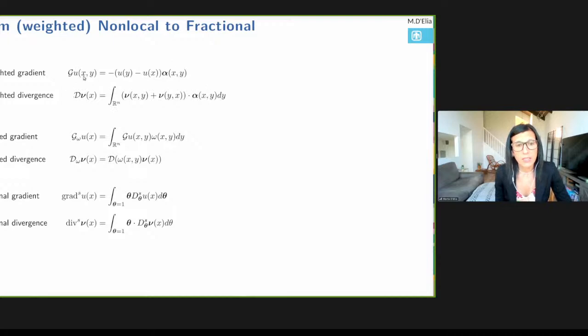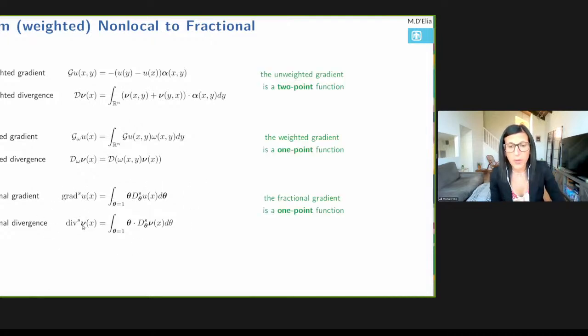In the weighted case, we introduce a symmetric weight function, little omega, and this is the definition of a weighted gradient. As you can see, since we're integrating over y, this is a one-point function. And then we have defined in a very similar manner the weighted non-local divergence. Here I'm reporting what we call the polar definition of fractional gradient and divergence, consistent with the works by Mark Meerschaert. And also in this case, you see the gradient is a one-point function. So this summarizes what I just said.